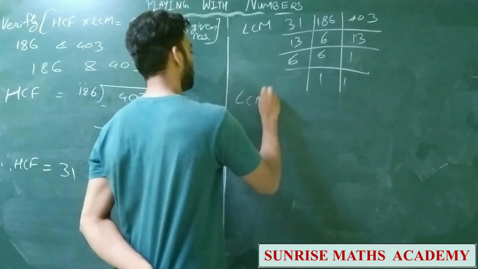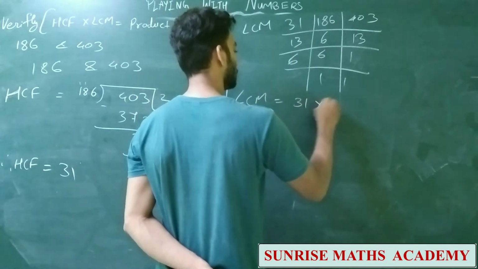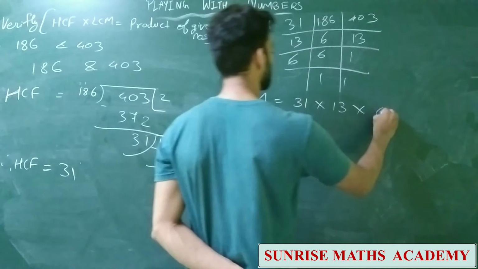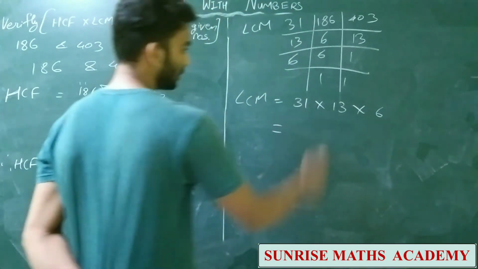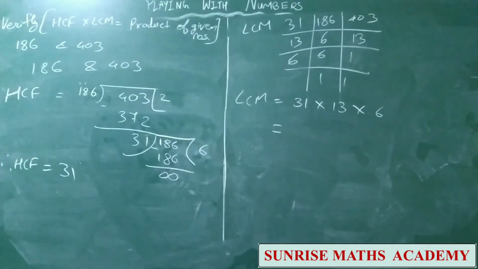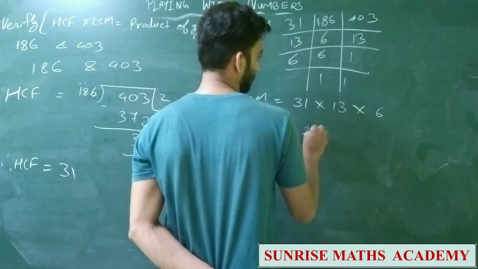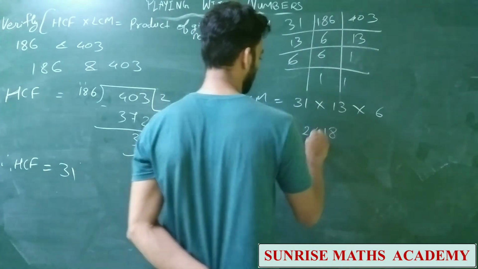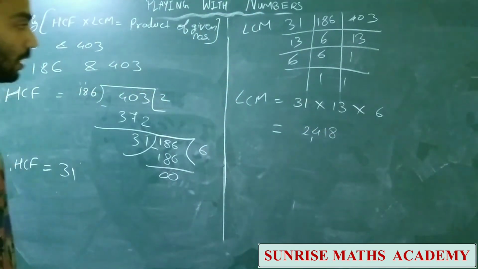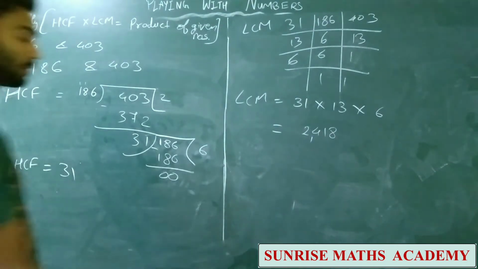So LCM is 31 into 13 into 6. We can do the rough work. 31 into 13 into 6. The product is 2418. This is the LCM. HCF is 31, LCM is 2418.